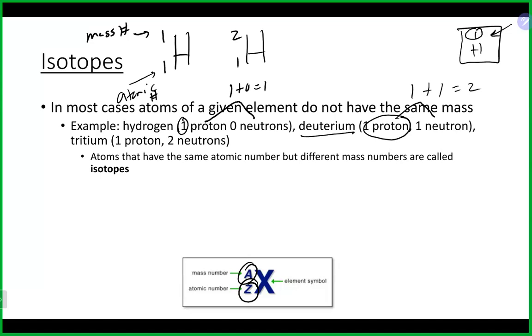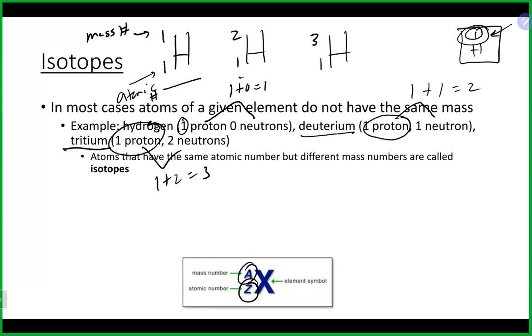Once again, tritium doesn't sound anything like hydrogen, but I know it's hydrogen because I see 1 proton, which means it has to be atomic number 1, which is hydrogen. So we would still use the hydrogen symbol, and it still has 1 proton, which means it has an atomic number of 1. And in this case, 1 plus 2 is 3. It would have a 3 on top. Again, top number minus bottom number, mass number minus atomic number, 3 minus 1 is 2 neutrons.